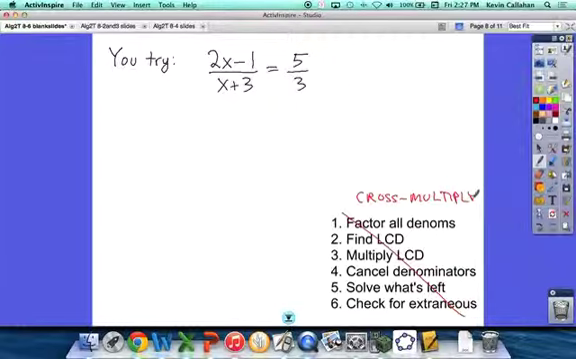So you should have said 6x minus 3 on one side, then 5x plus 15. You subtract the 5x and you get an x. What is wrong with this? Seems like we got some wrong. 2x minus 1.